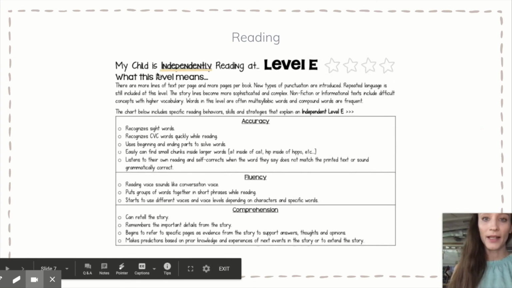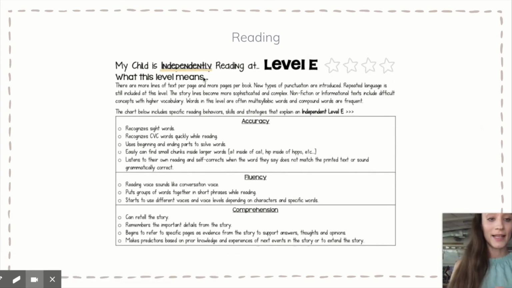All right, I just wanted to emphasize that this is stating they are an independent level E. That is not the expectation. The expectation is that they can do all those things with me helping them at the end of the school year. So they should recognize sight words. That's going to be all those pre-primer and pretty much all the primer words. They're going to be recognizing CVC words quickly while reading. CVC are consonant, vowel, consonant: cat, bat, dog, rat. Easy words to sound out for them.